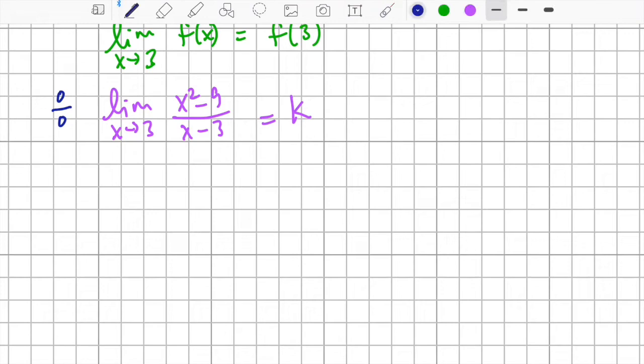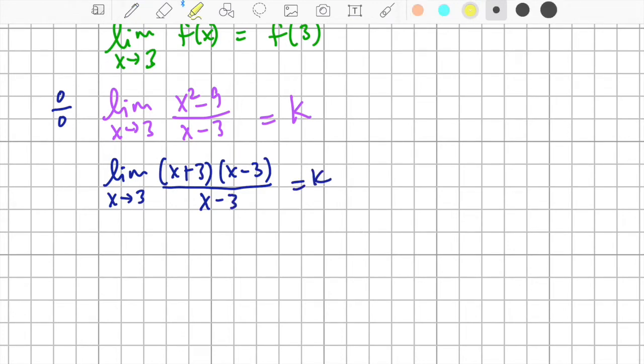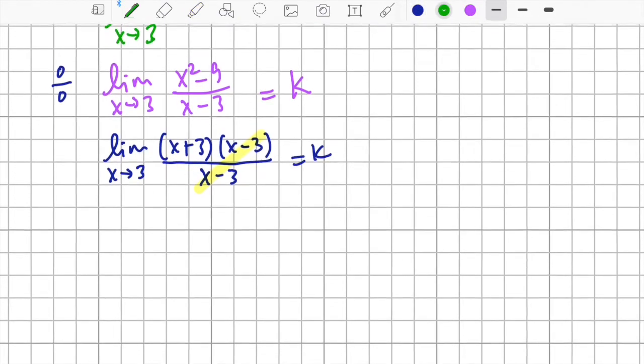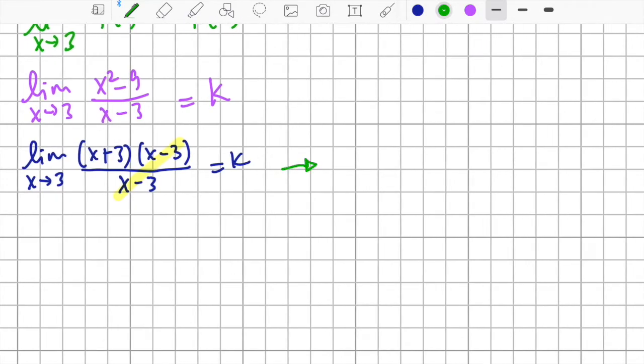I notice that the numerator, x squared minus 9, is a difference of two squares, so I can factor it. So it'll be the limit as x approaches 3 of x squared minus 9, which can be factored as (x plus 3)(x minus 3), over x minus 3, equals k. So now I notice that I can cancel the x minus 3's. So I'm left with the limit as x approaches 3 of just x plus 3 equals k.